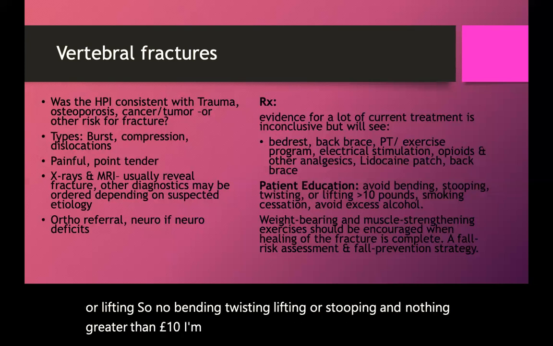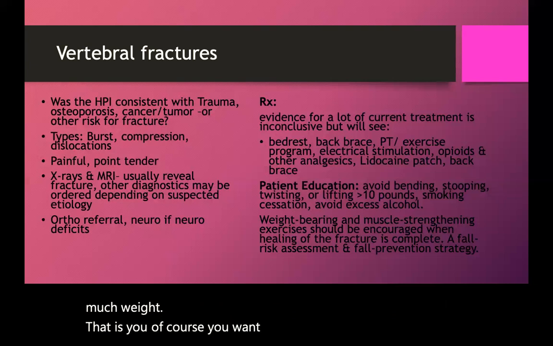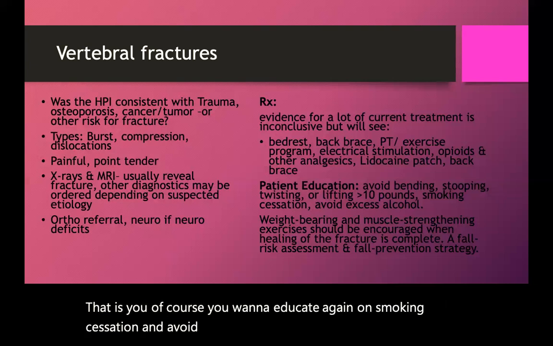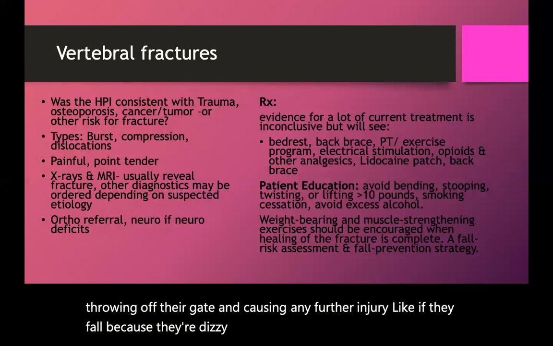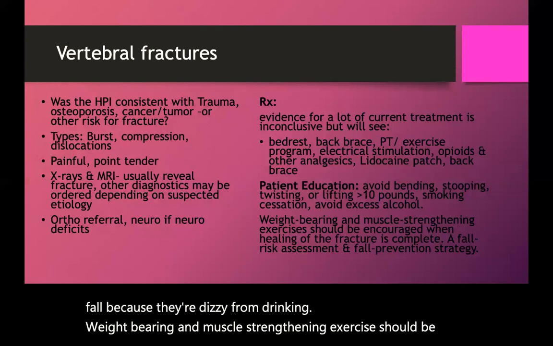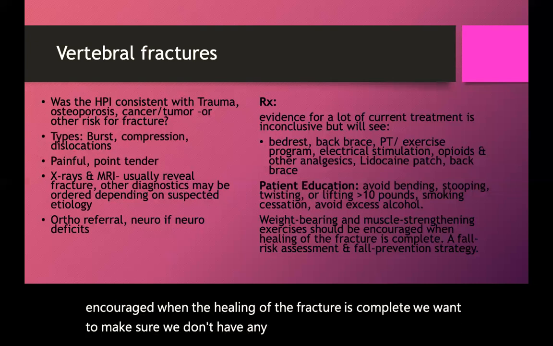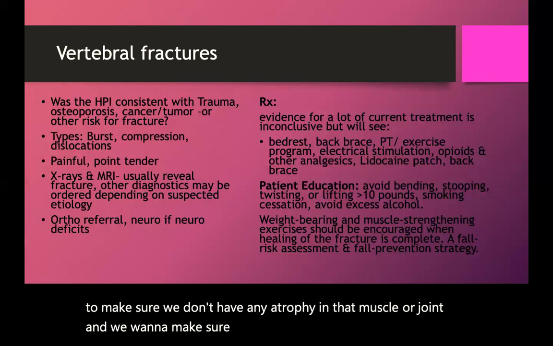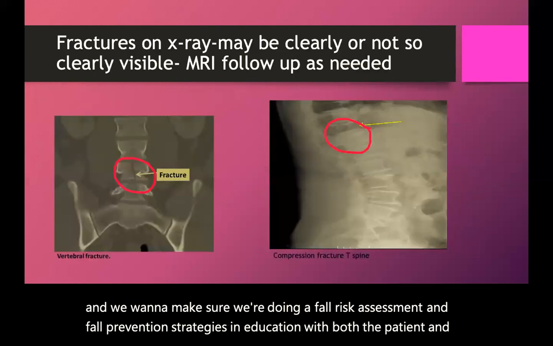I'm going to tell you to tell them more than 5 pounds, because most people underestimate how much weight that actually is. Of course, you want to educate again on smoking cessation and avoid excess alcohol, especially in terms of avoiding throwing off their gait and causing any further injury, like if they fall because they're dizzy from drinking. Weight bearing and muscle strengthening exercise should be encouraged when the healing of the fracture is complete. We want to make sure we don't have any atrophy in that muscle or joint. And we want to make sure we're doing a fall risk assessment and fall prevention strategies and education with both the patient and the caregivers.